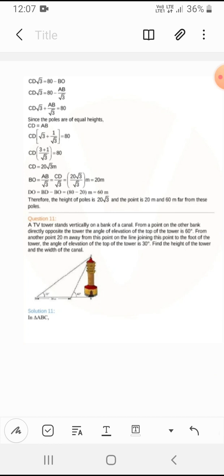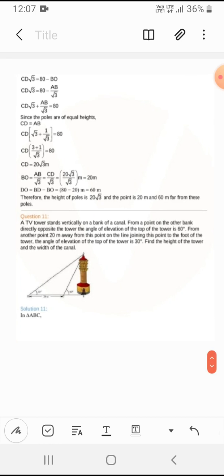And the next question is, they have given that a TV tower stands vertically on a bank of the canal. From a point on the other bank directly opposite that tower, the angle of elevation of the top of the tower is 60 degrees, and from another point 20 meters away from this point on the line joining the point to the foot of the tower, the angle of elevation of the tower is 30 degrees they have given, and we have to find the height of the tower and the width of the canal.